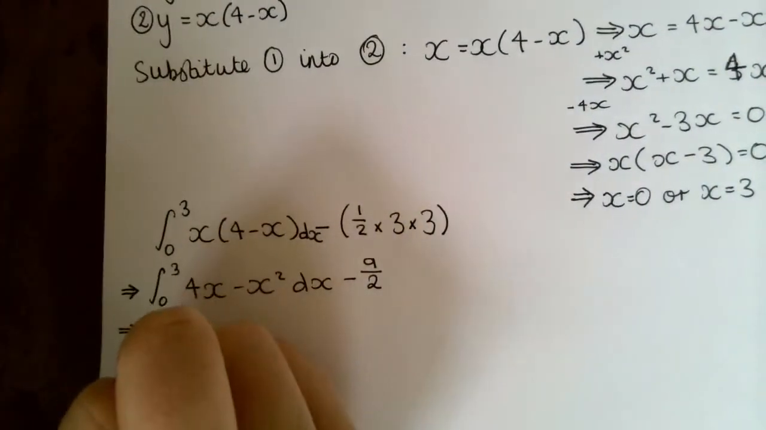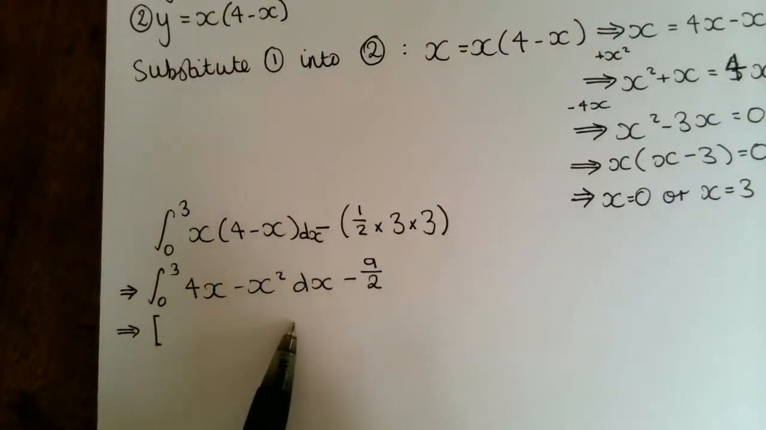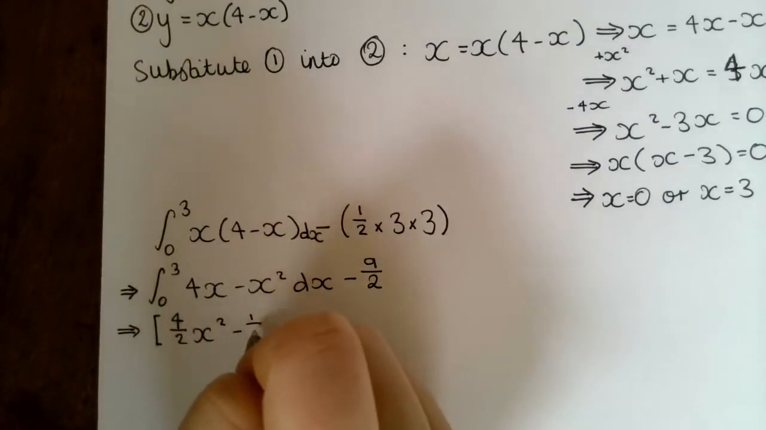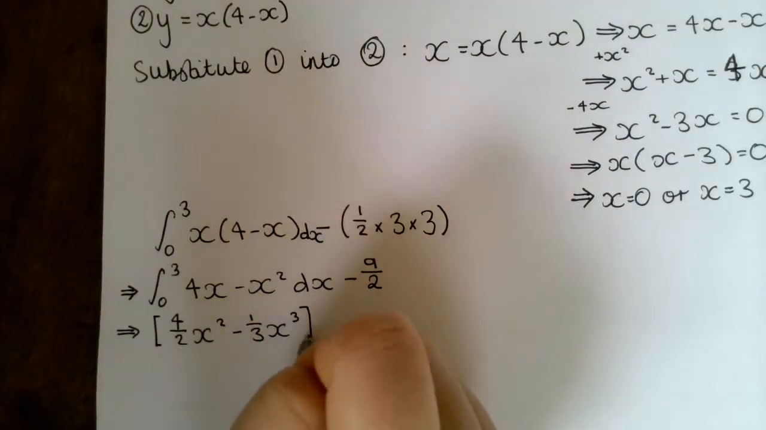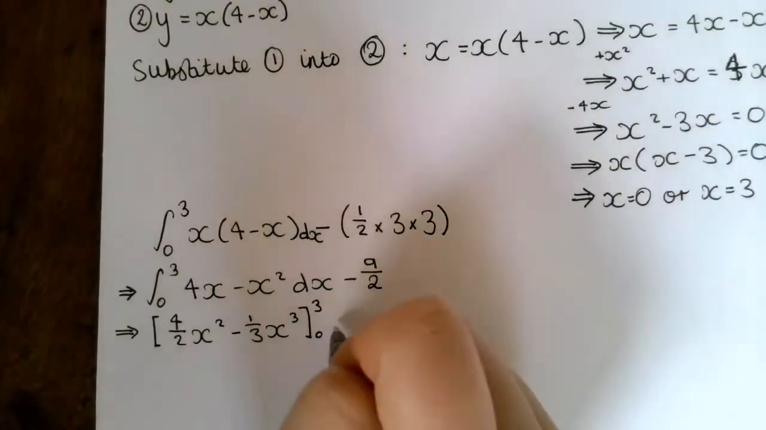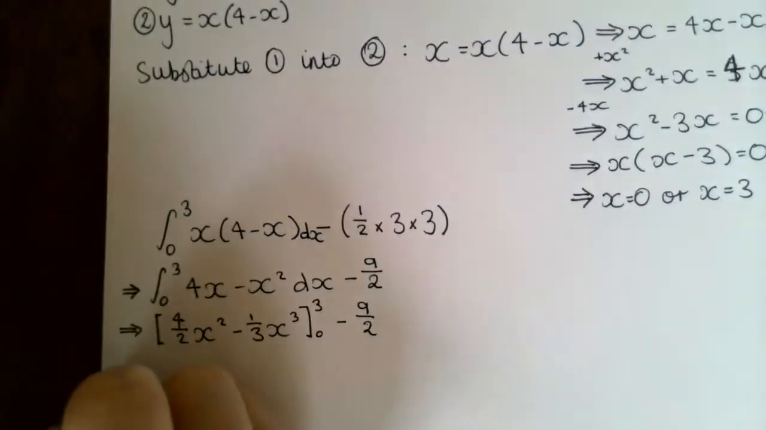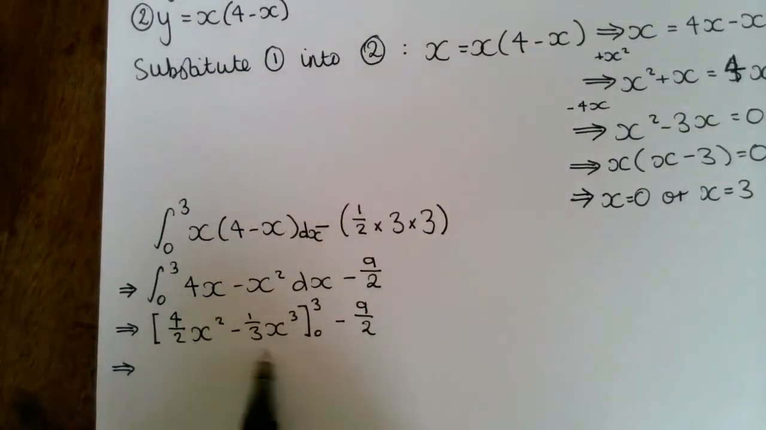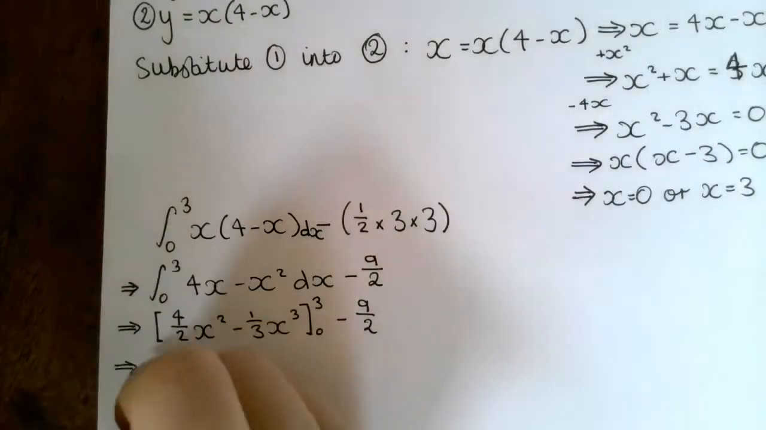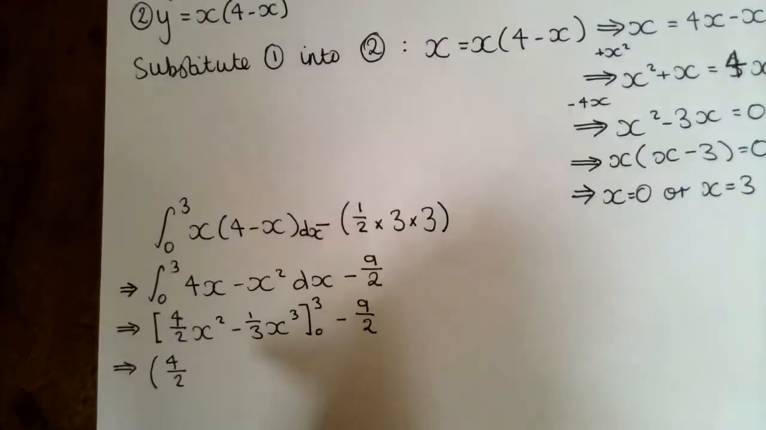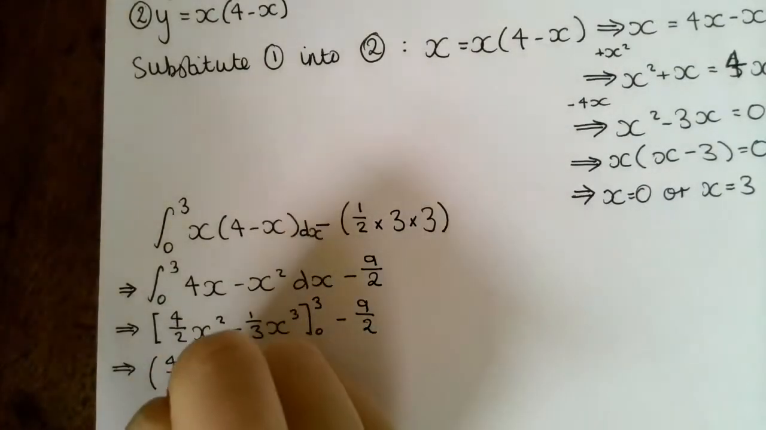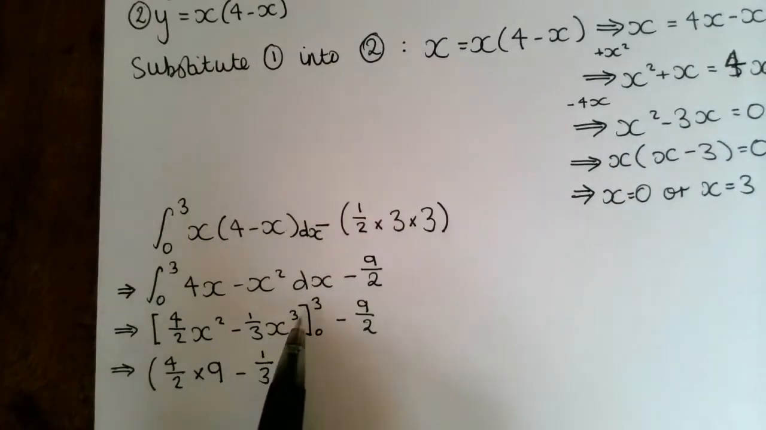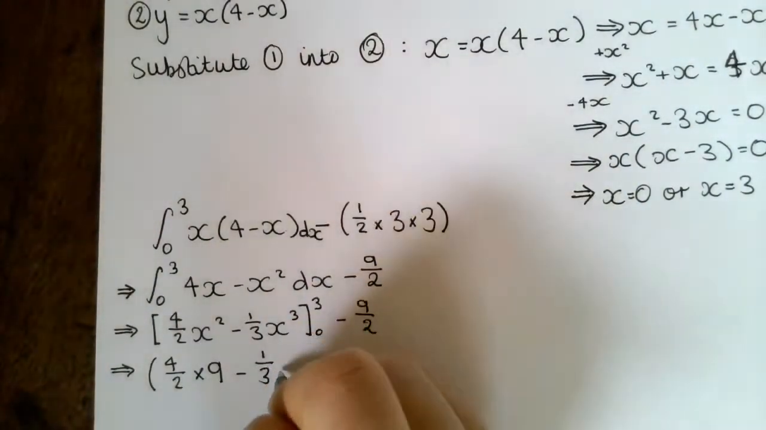So I'm going to integrate this expression. So I've got 4 over 2 x squared minus 1 over 3 x to the power of 3 from 0 to 3, and I'm subtracting 9 over 2. So I'm going to first of all substitute in x equals 3. So I've got 4 over 2. When x equals 3, x squared is 9. And I'm subtracting a third. When x equals 3, x cubed is 27.